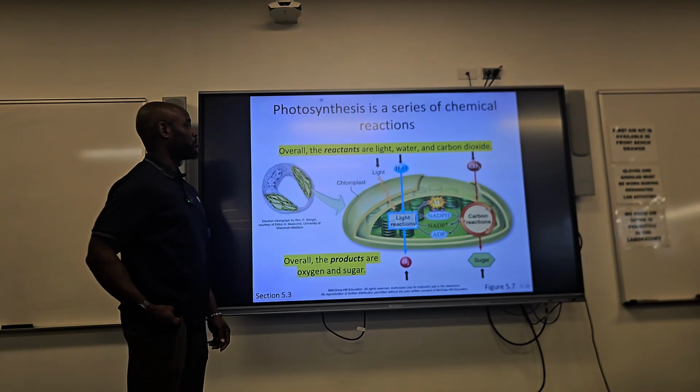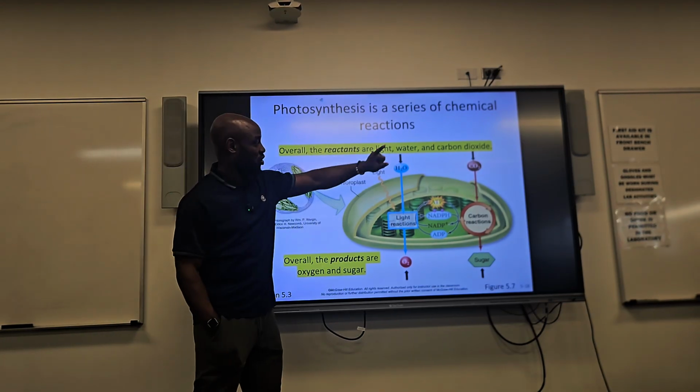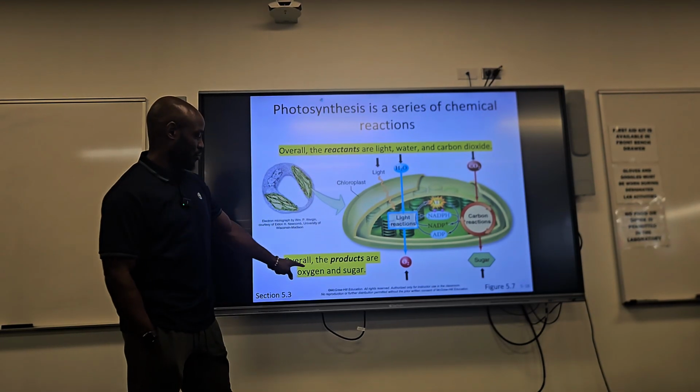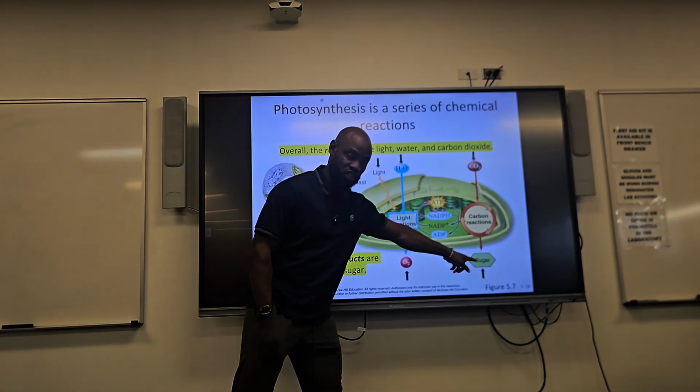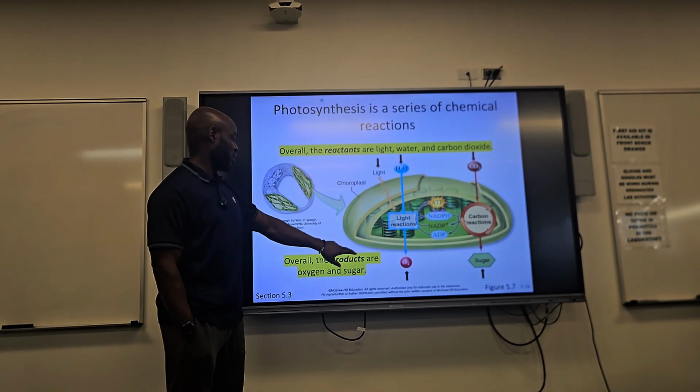All right, so the reactants are light, water, and carbon dioxide, and the product is oxygen and sugar. In this case, 6-carbon sugar, glucose. Right? That's what we want to get to.